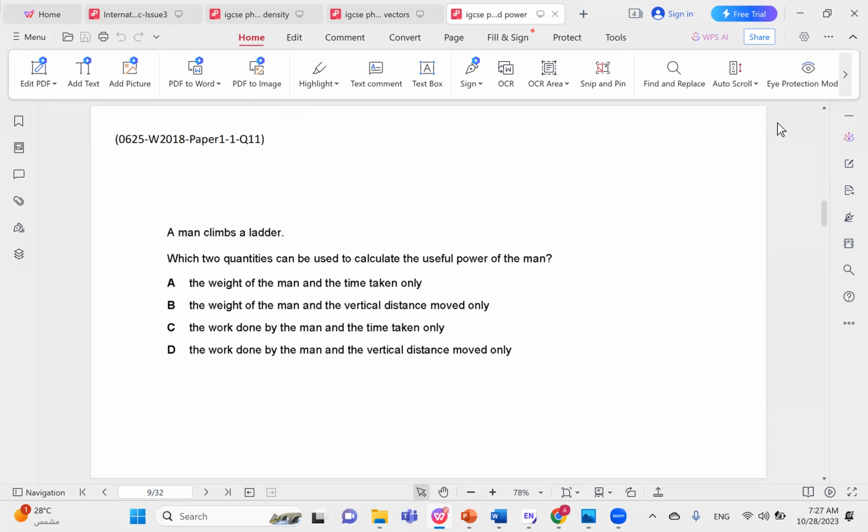A man climbs a ladder. Which two quantities can be used to calculate the useful power? So again, power equals work over time. And work is equal to force times distance. And we have to note that in work, the force and distance must be parallel to each other.